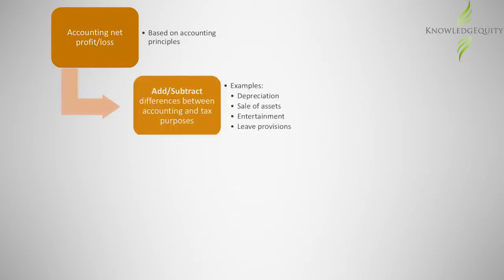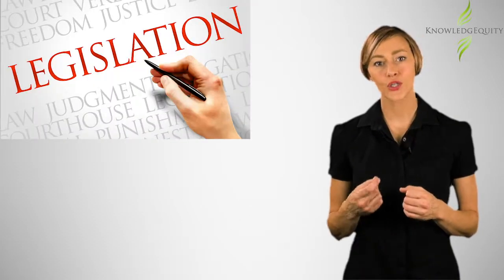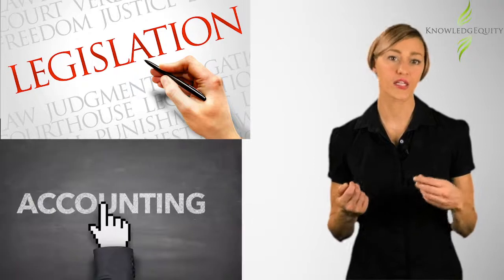Determining a company's taxable income will initially involve making a number of adjustments to the company's accounting profit and loss. This process is required where the accounting and tax treatment of a revenue or expense item differs. The differences may occur due to differences in legislation and accounting treatment.